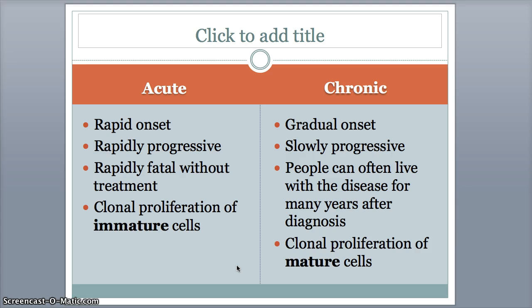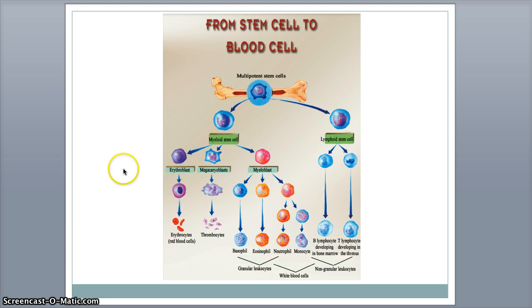Now, the acute and chronic differentiation is important. The acute diseases tend to be rapid in onset, rapidly progressive, and rapidly fatal without treatment. And in general, these are clonal proliferations of immature cells. So if we go back to this picture, the acute neoplasms tend to be proliferations of the myeloid stem cell, lymphoid stem cells, or perhaps of the myeloblasts, megakaryoblasts, erythroblasts, or maybe even these earlier precursors in the granulocyte lineage.